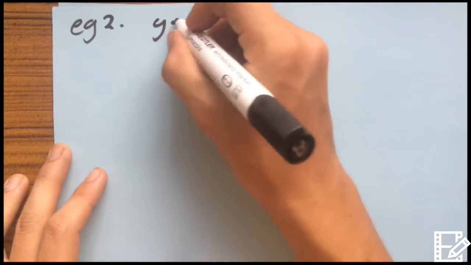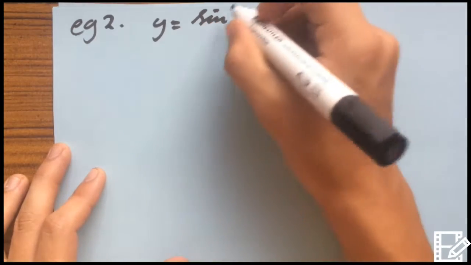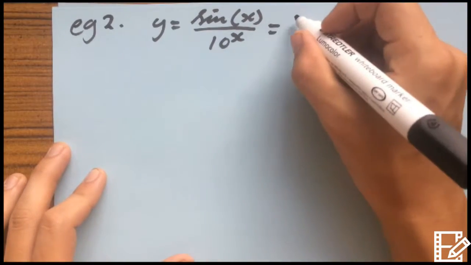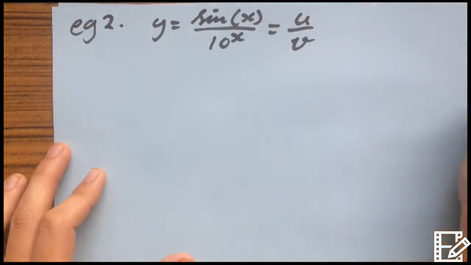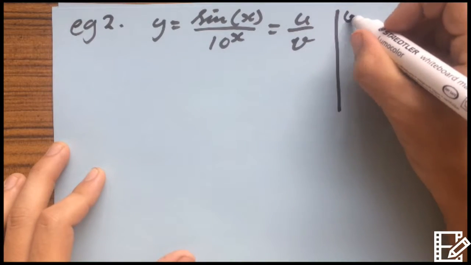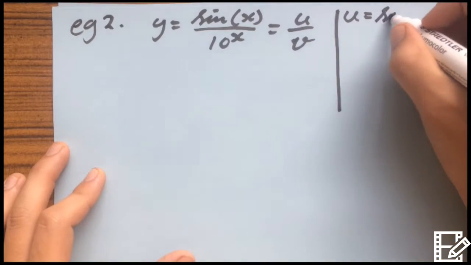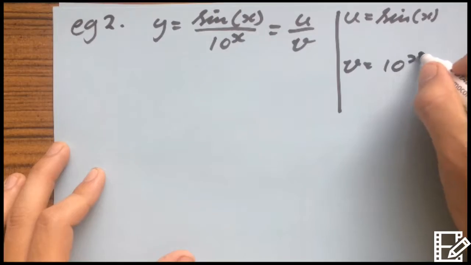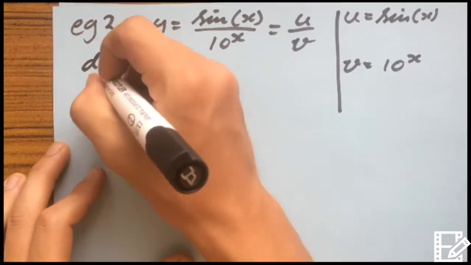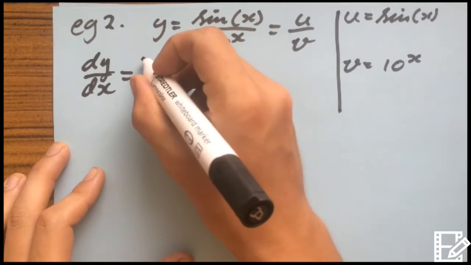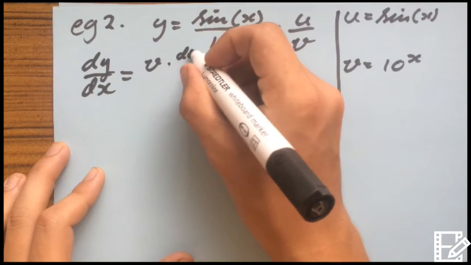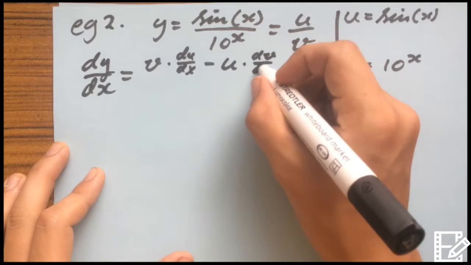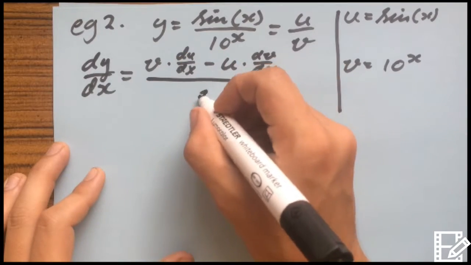Say we have y equals sine x over 10 to the power of x. We have our function over our other function. So we'll label u as sine x, and we'll label our v as 10 to the power of x. The derivative is v multiplied by the derivative of u with respect to x minus u multiplied by the derivative of v with respect to x, all over v squared.